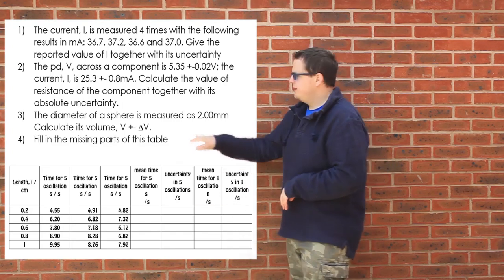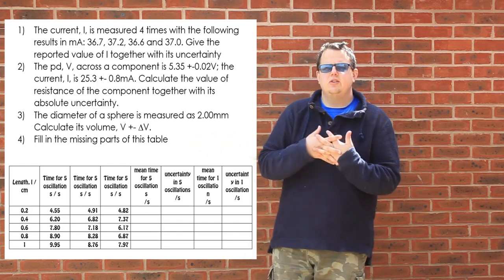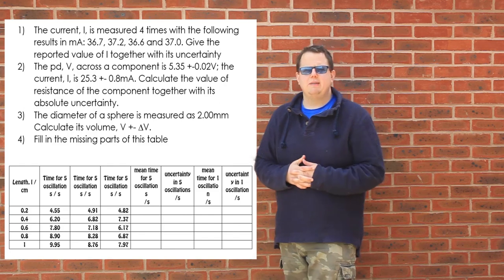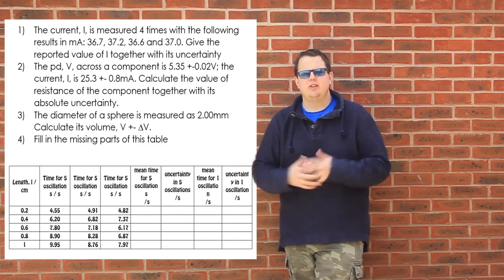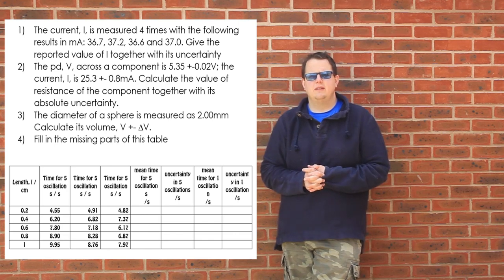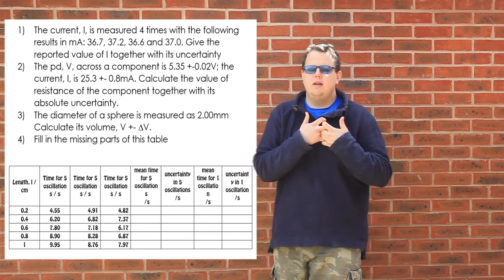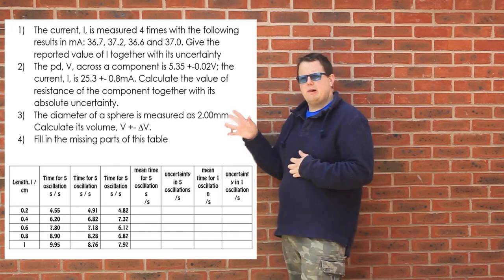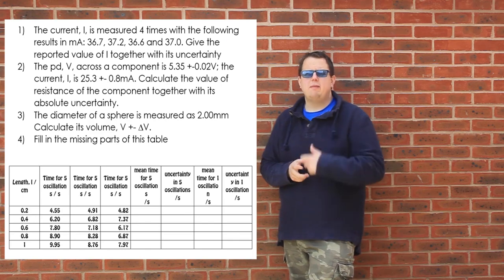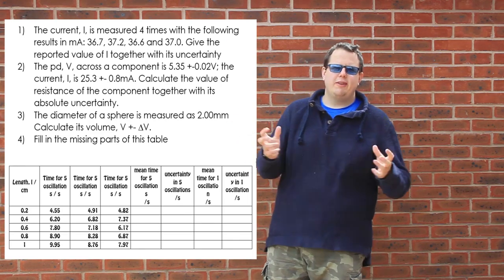Question 3. The diameter of a sphere is measured as 2.00 millimeters. Calculate its volume, V, given your uncertainty. Now, if you remember back to our standard form significant figures video, we said something about trailing zeros and what they might imply. So I'm not actually giving you any other source of what the errors might be in that question there.